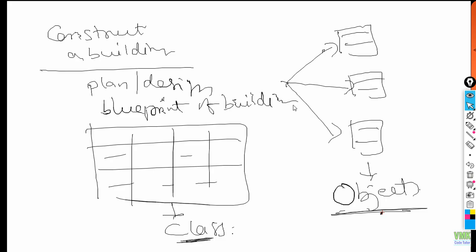So what is a class? A class is a design or blueprint of objects. What is an object? An object is an implementation of a class. When you implement this class, you get objects. So objects are created from classes. Without classes, objects cannot be created.